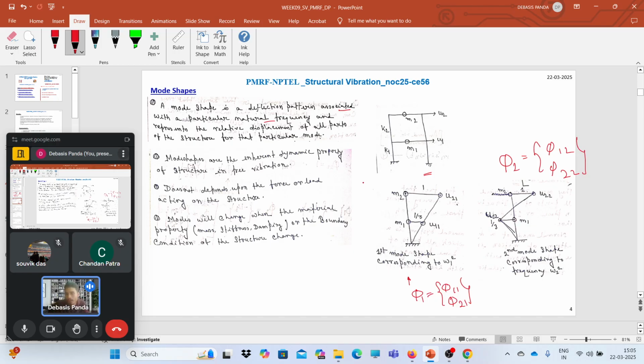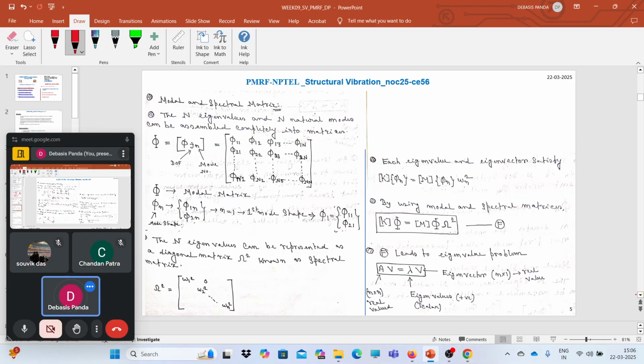And I have already said that mode shapes are the inherent property of the structure. They actually don't depend on the loads. They will vary only when the natural frequency varies. That means if the parameters of the natural frequency vary, that means mass and stiffness properties vary, then the mode shapes will also vary simultaneously.